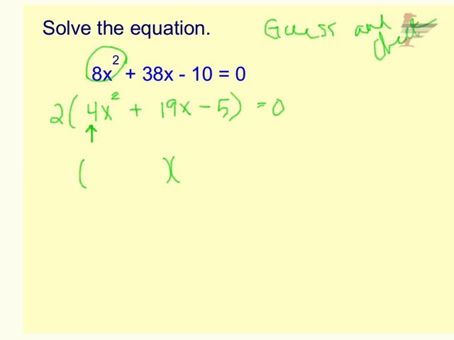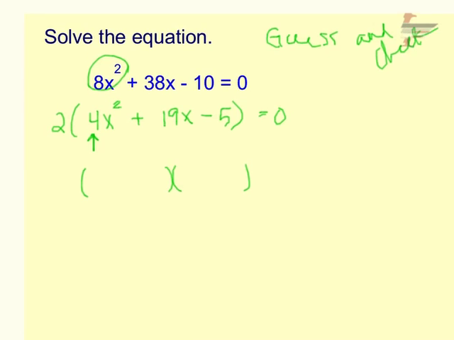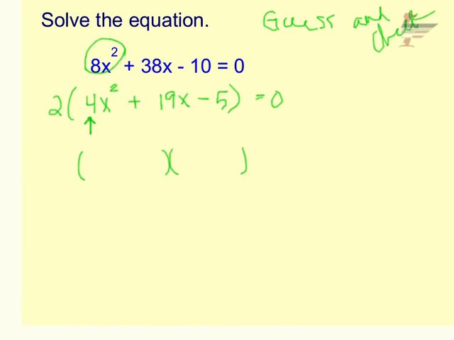I actually do not know what this answer is, so I'm totally guessing here. But what I do know is that my first terms have to multiply to give me this 4x squared. Well, you have a couple of options. You could try a 4x and an x, or a 2x and a 2x. I'll just start with 4x and x, see how that goes, but I'm keeping in mind that there's more for me to try in case it doesn't work out.